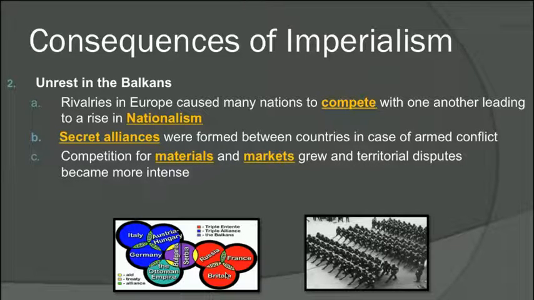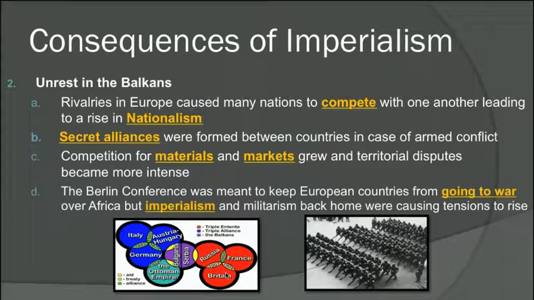But I mentioned this piece. The competition for materials and markets grew, and territorial disputes became more intense. After all, this is what we looked at with the Berlin Conference. The Europeans knew that they were going to compete with one another in Africa, and so they had proactively met and decided how they were going to split up that continent so that they could avoid war, because there were diamonds, there was gold, there are lots of materials there that they wanted. And when that happens, you can create disputes pretty quickly. So the Berlin Conference was meant to keep European countries from going to war over Africa, but imperialism and militarism back home were causing tensions to rise.